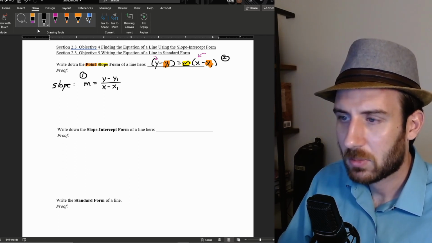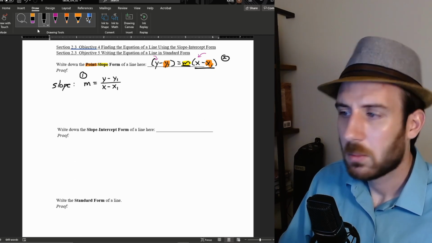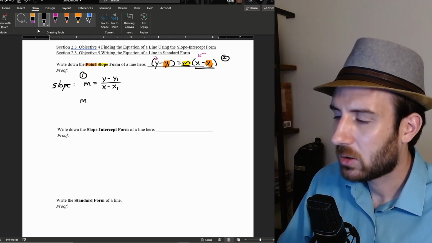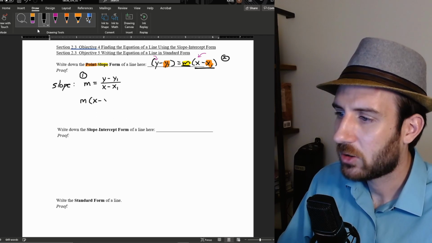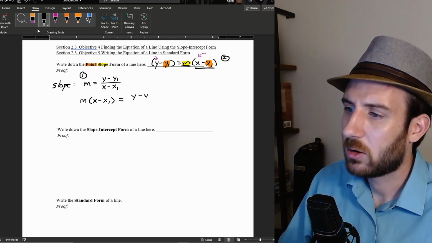In fact, I recognize that I've got my m, and my m is being multiplied by x minus x1. Maybe I should do that. Maybe I should multiply m times x minus x1. I'll multiply x minus x1 on both sides. So I'll do that to the left-hand side, and on the right-hand side, I've got to do it there as well to keep everything balanced.